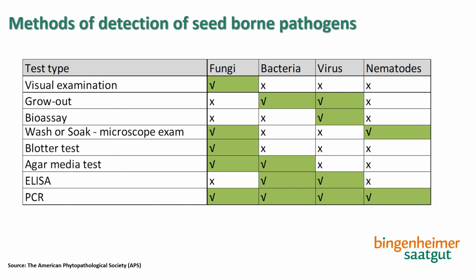Different methods are applied depending on the pathogen group. Here is the table summarizing the most commonly used detection methods for different groups of pathogenic organisms. You can see that some of the methods are fitting for one group of the pathogens, like visual examination, but some tests, like for example PCR, can be used to detect all of the organisms.